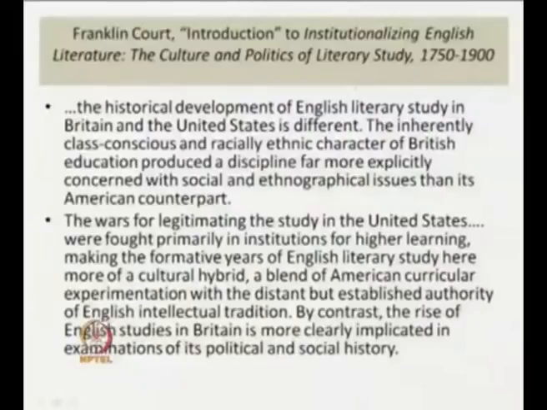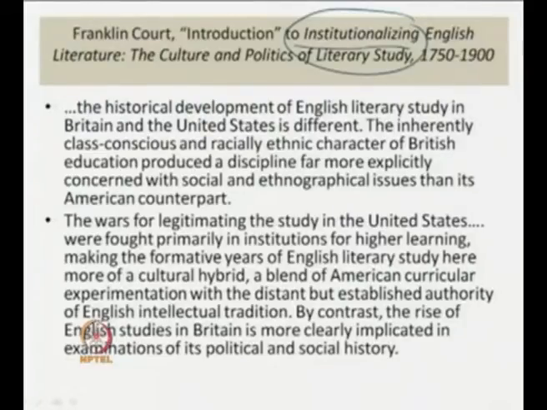The study of English, as I mentioned earlier, for special purposes, English as a second language, etc. Okay, fine. So, let me next take you to another essay, quickly look at Franklin Court's introduction in the book Institutionalizing English Literature: Culture and Politics of Literary Studies, 1750 to 1900. Look at the words, these are words that will keep coming up over and over again. The whole issue of how the study of English literature is institutionalized.